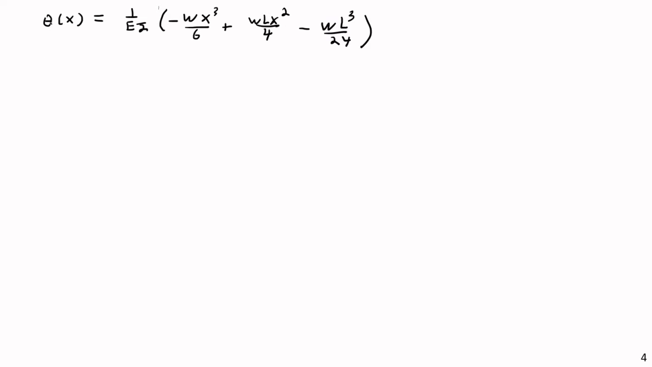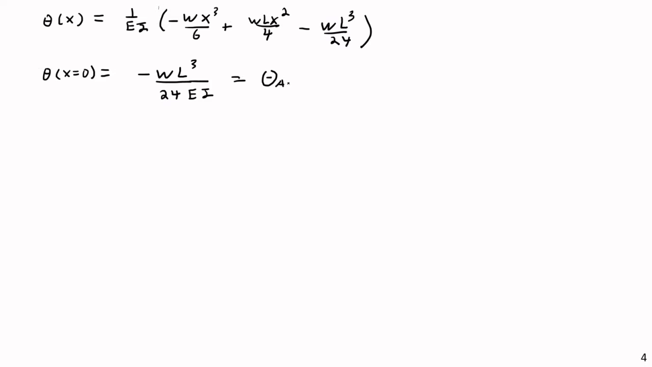First, I need to get the theta at x equals 0, and next I need to get the theta at x equals L. So the theta at x equals 0, or just theta of 0, is clearly going to be, if I put in 0 for x, this goes away and this goes away, and I will get negative wL to the third over 24 EI. Negative wL to the third over 24 EI, and this is going to be my theta A naught, my capital theta A naught.